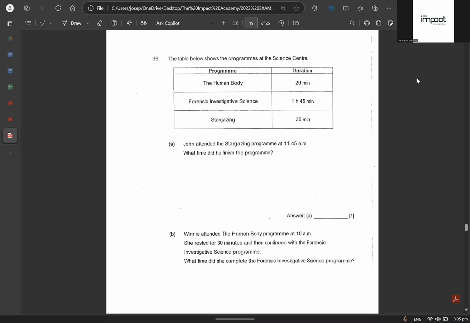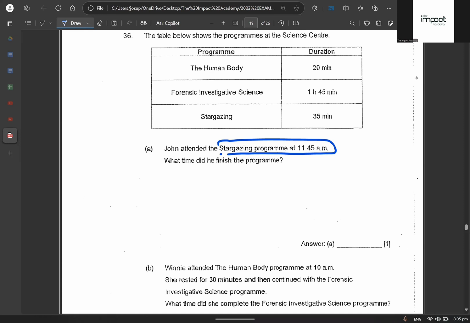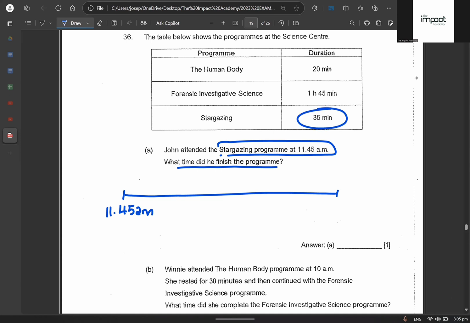Now, John attended the stargazing program at what time? At 11:45 a.m. Am I making sense or not making sense? All right, so what happens over here? What time did he finish the program? Okay, he started at what time? At 11:45 a.m. And he watched for how long? 35 minutes, you know? So we are going to go 15 minutes first.